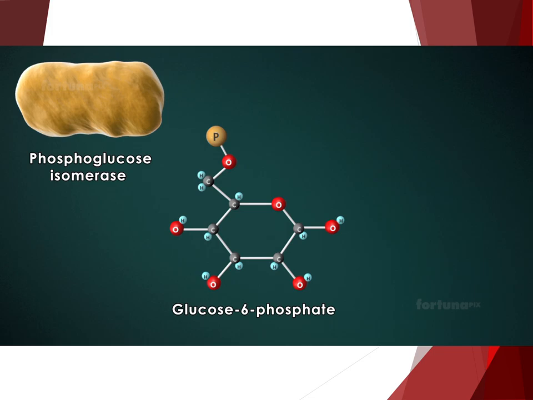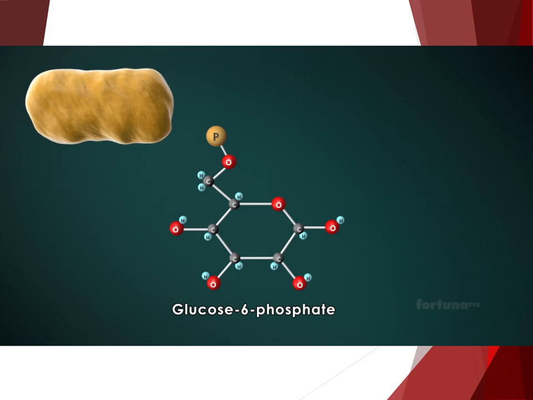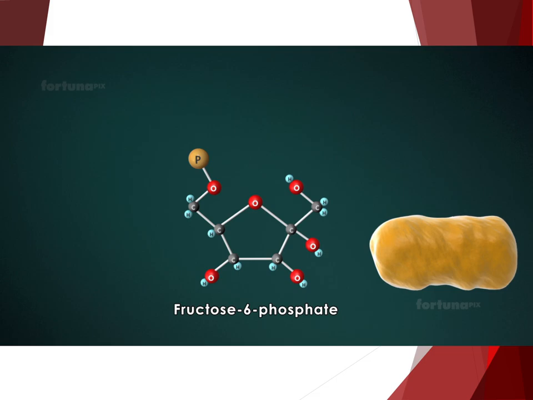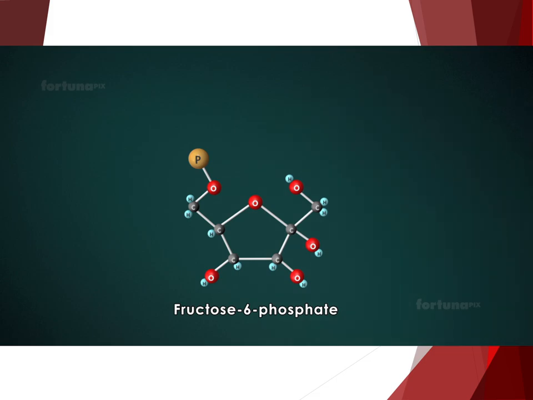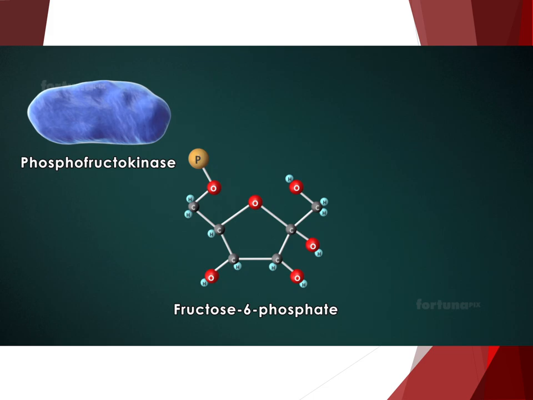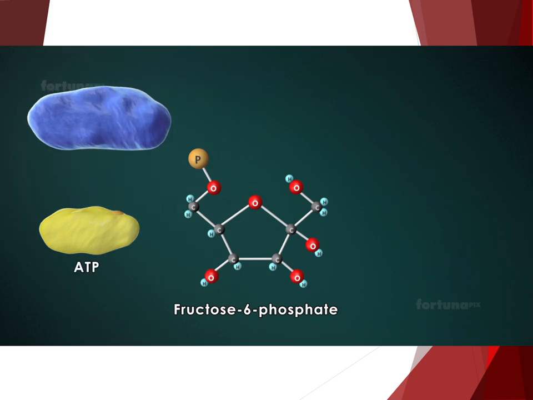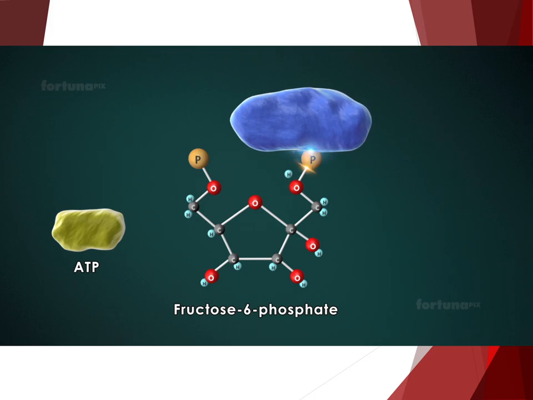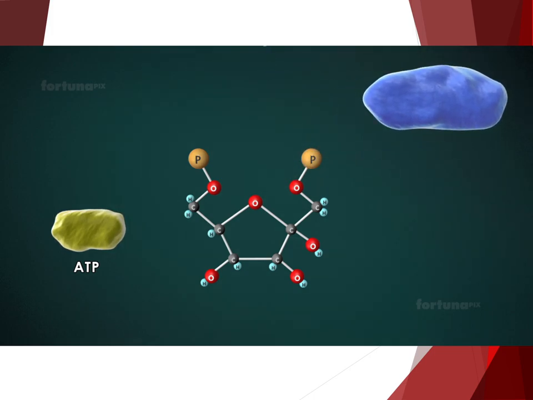The enzyme phosphoglucose isomerase will convert glucose 6-phosphate into its isomer fructose 6-phosphate. Another enzyme, phosphofructokinase, will transfer another phosphate group from ATP to fructose 6-phosphate on the opposite side in order to form fructose 1,6-diphosphate and ADP.